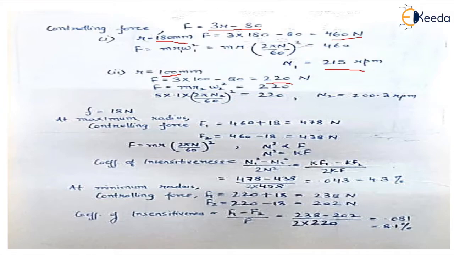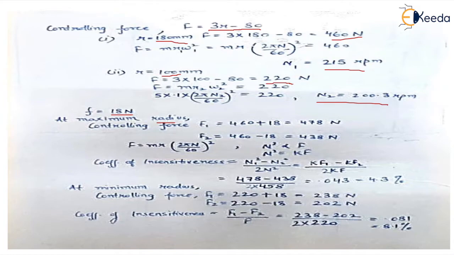Force is m r2 omega 2 square. You know the value. You put the formula for omega, that is 2 pi n upon 60, and we get the value of n2, that is 200.3 rpm. Now we know that the friction at each ball is equivalent to 18 Newton. So the controlling force becomes, for maximum radius condition, 460 plus 18 and 460 minus 18.